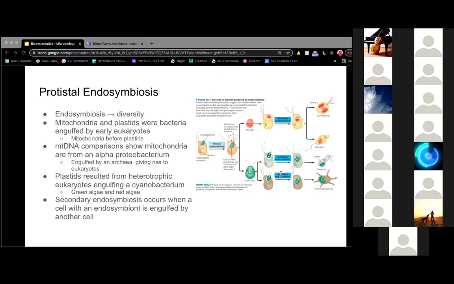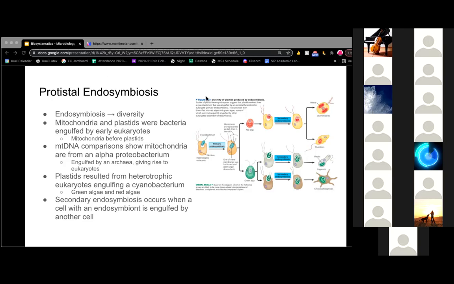Plastids such as chloroplasts likely resulted from heterotrophic eukaryotes acquiring a cyanobacterium endosymbiont in addition to the mitochondria. And this gave rise to green algae and red algae, which have their own chloroplasts inside them. And secondary endosymbiosis occurs when a cell with an endosymbiont is engulfed by another cell. And it might be of interest to know that this endosymbiosis is also how our own mitochondria were derived, because animals evolved from a protist known as the choanoflagellate.